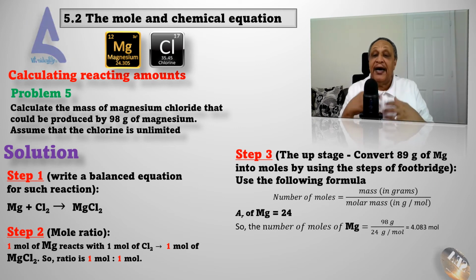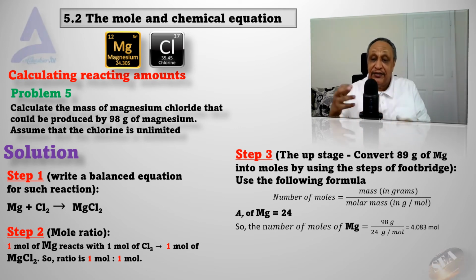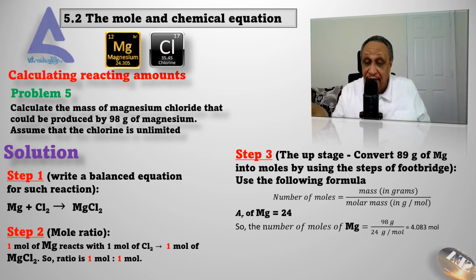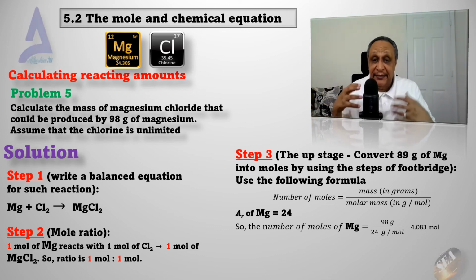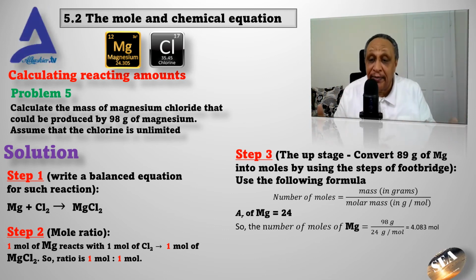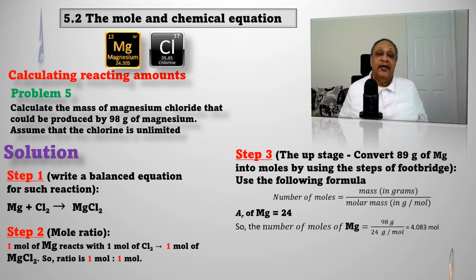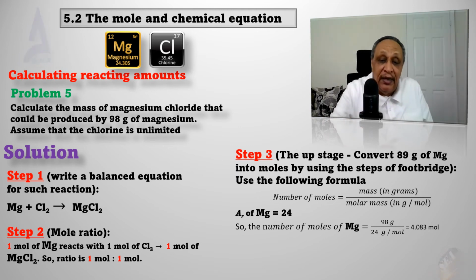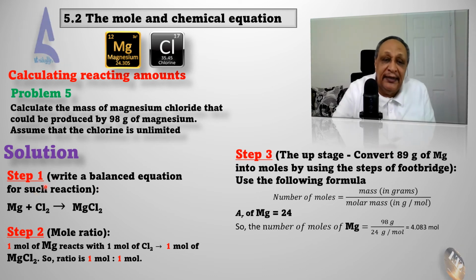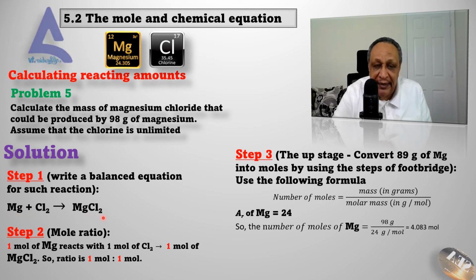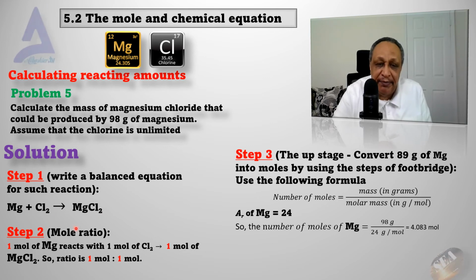So they are looking for the mass of the product, not the reactant. The chlorine is not of interest. It doesn't solve the problem because it is not a limiting factor. It is in abundance. Now, we will write the balanced equation of such a reaction: magnesium plus chlorine equals magnesium chloride. And this is a balanced equation.